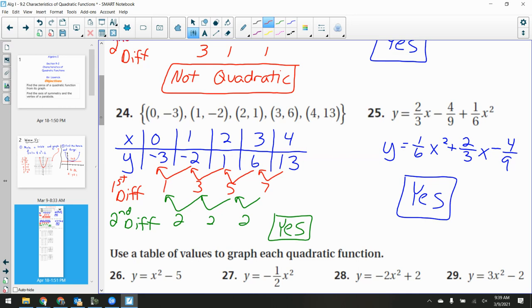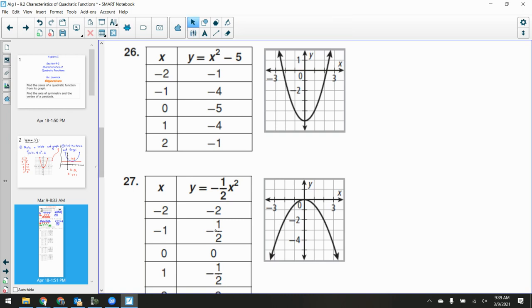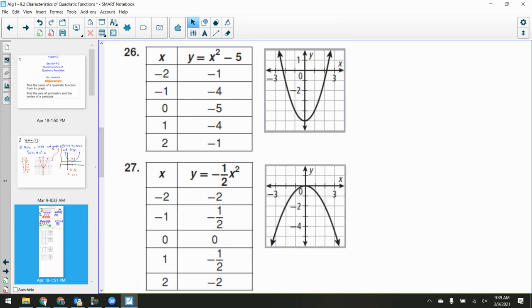Okay, taking a look at the next four. Now, here are my graphs for each one of those. Here's 26 and 27. Go ahead and take a look. If you don't have the full table and graph on your homework, I'm not going to give you full credit for it, okay? I need to see the full table and the graph. So if you've already submitted it and you need to resubmit, that's totally fine. Just make sure you put the full table and graph on your homework. So there's 26 and 27.